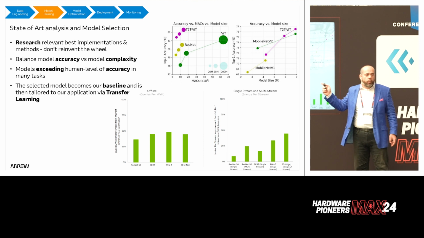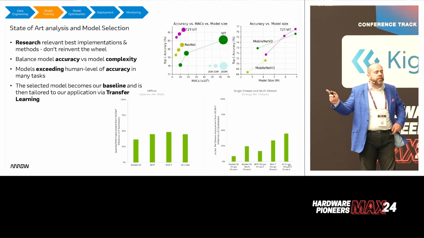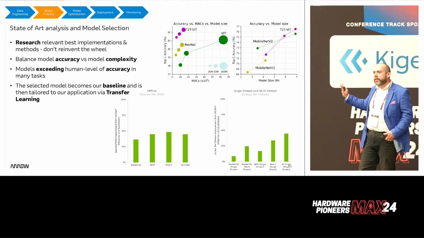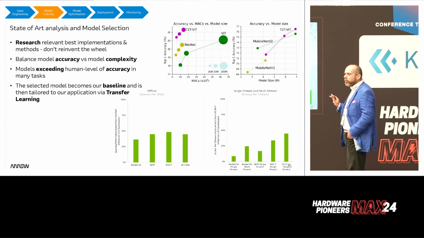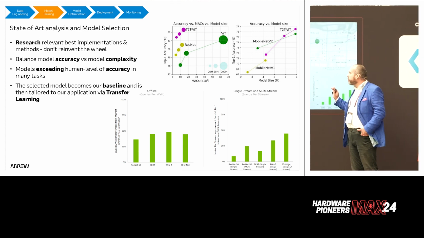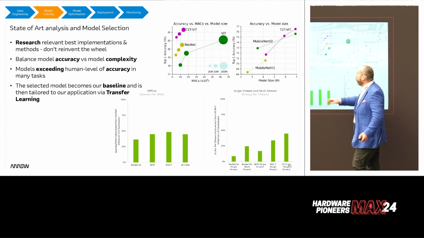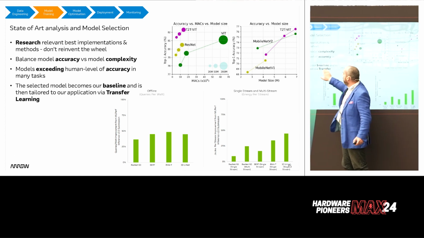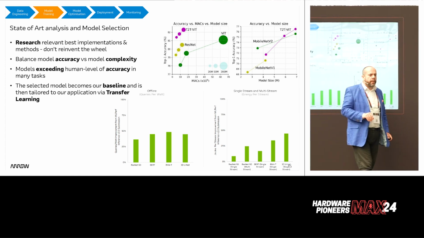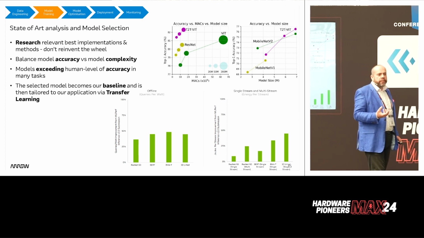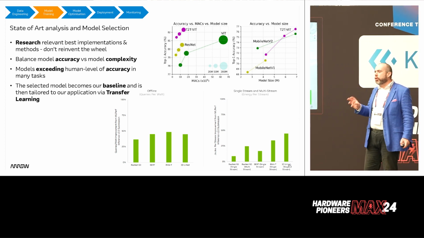Okay, when you're doing your training, I already mentioned it, do what's called a state-of-the-art research. Have a look at what models already exist. Try and get one that's close. When you find one that's close, that becomes your baseline. And then what we do is transfer learning to make that model do what you need it to do.